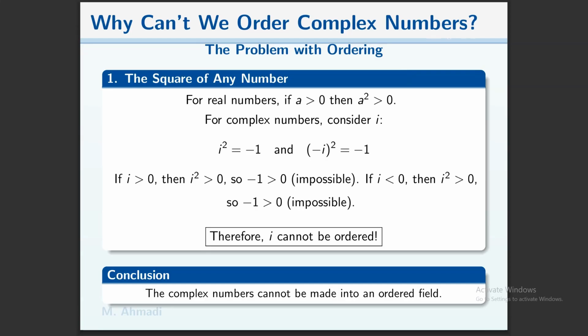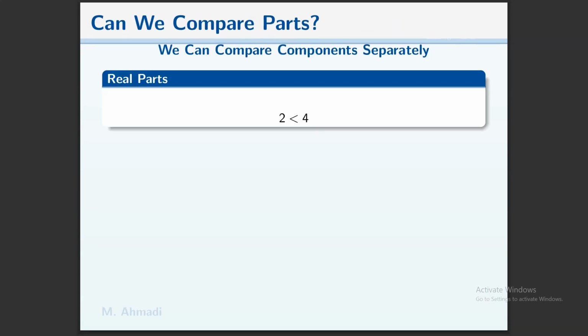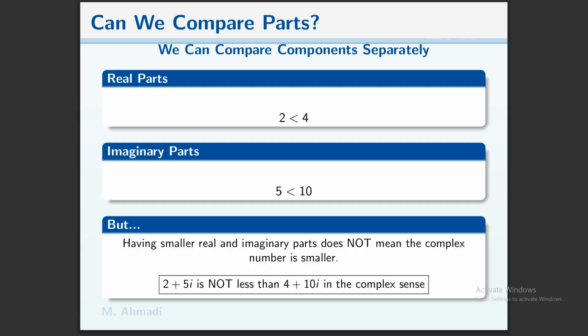Conclusion: the complex numbers cannot be made into an ordered field. Can we compare parts? We can compare components separately, the real part and the imaginary part. The real part 2 is less than 4 and the imaginary part 5 is less than 10. But having smaller real and imaginary parts does not mean the complex number is smaller. 2 plus 5i is not less than 4 plus 10i in the complex sense.